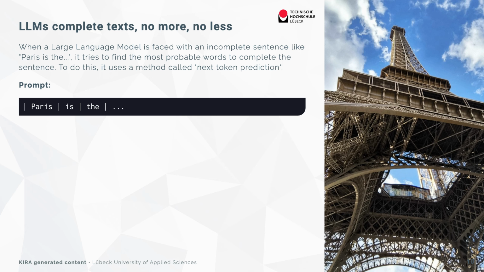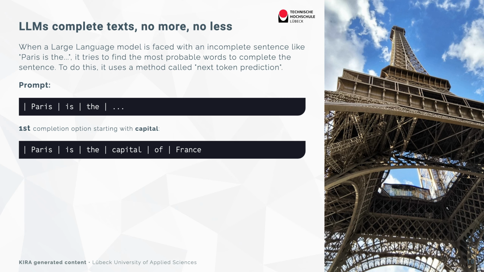To do this completion, the large language model divides the prompt into tokens, which are basic units of text. Tokens can be words, parts of words, or even characters. In our example, the tokens could be Paris, is, and the. When the large language model tries to complete the sentence, it generates a new token that follows the already known tokens. This new token is chosen based on the probability that it is associated with the rest of the sentence.